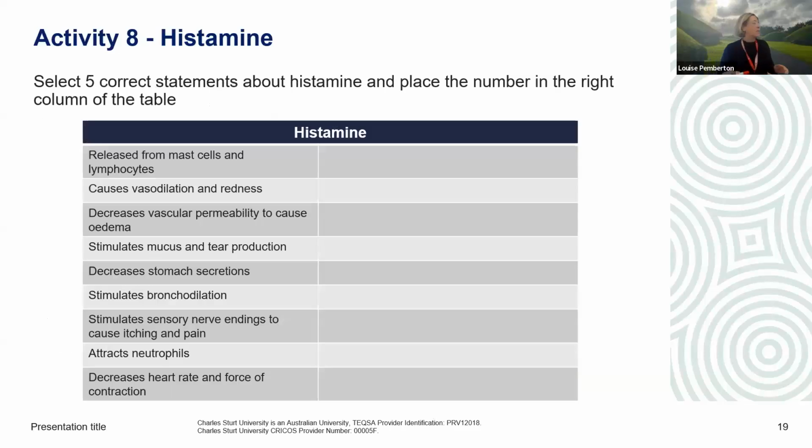Okay, this is just a little practice for some of the test type questions that you're used to. There's a typo here. Select 4 correct statements about histamine and just tick in the right column which ones you're selecting. I'll give you a minute or two to have a look at that.